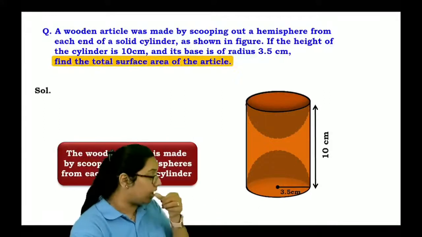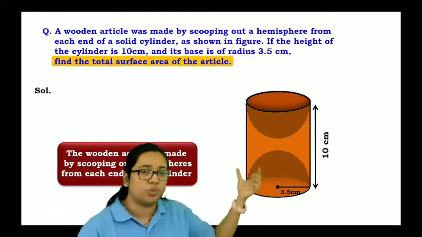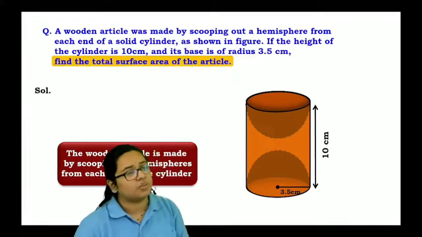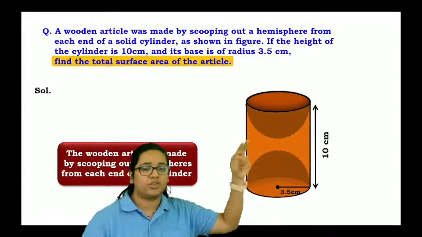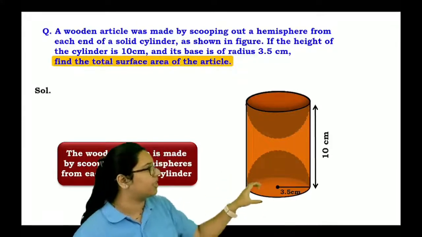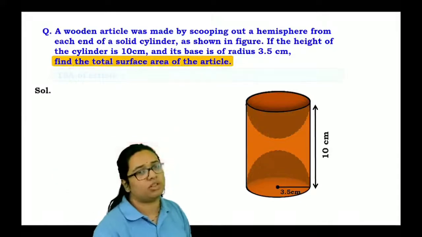So again, whenever you have to consider the total surface area, what do you look at? Whatever solid part remains with you, you will need the curved surface area for the whole cylinder and 2 times the curved surface area for the hemisphere.